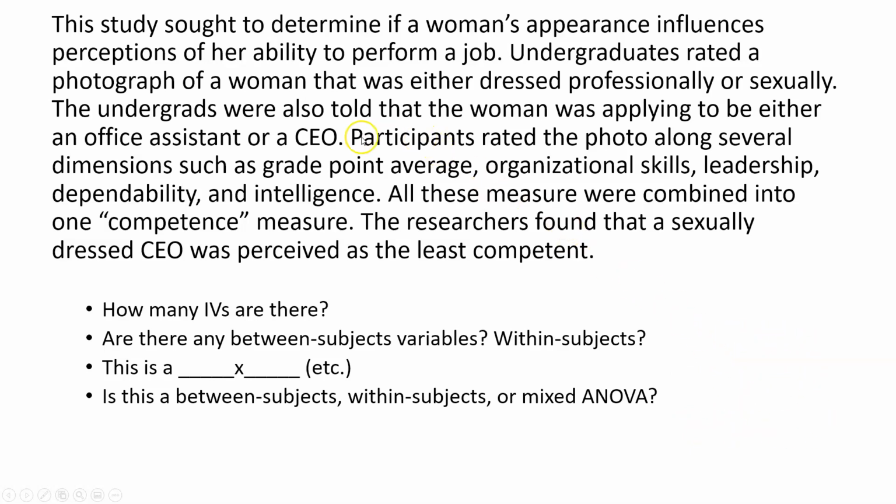Now, I'm not sure how many of you got tripped up by this principle up here where we were taking together the grade point average and the organizational skills and leadership and all that stuff and making it a competence measure. But the average of all of those things is actually our dependent variable. This is what we're interested in the effect of. So we're looking to see whether people's competence, our dependent variable, depends on the independent variables of dress type and job type.